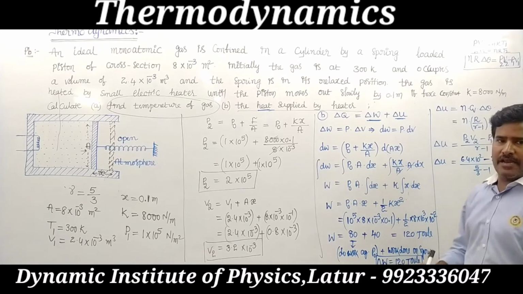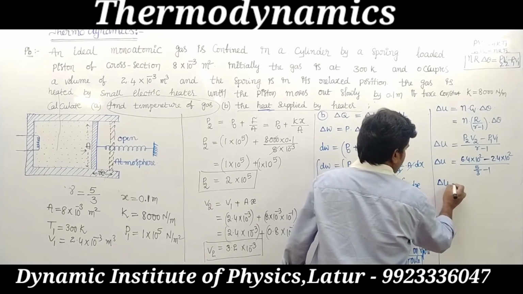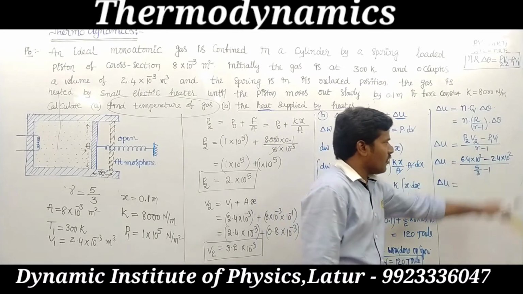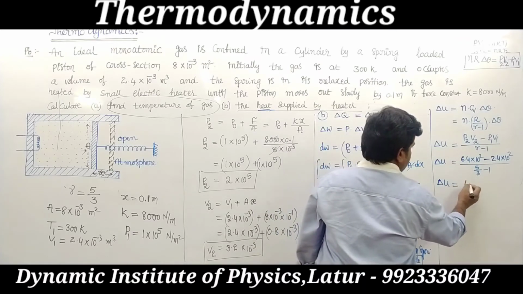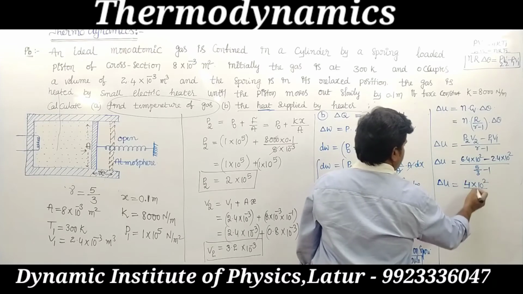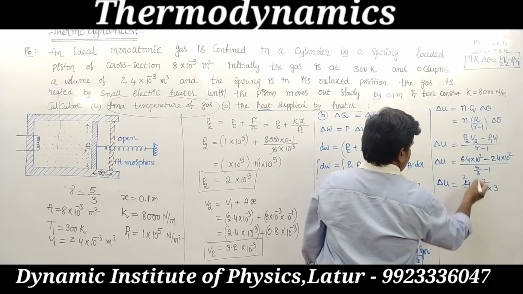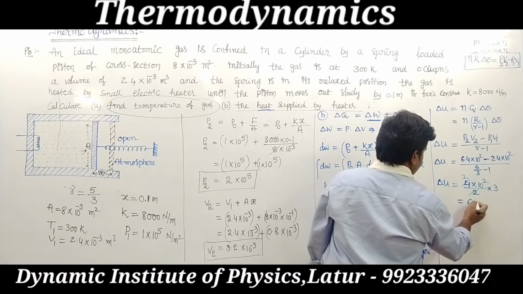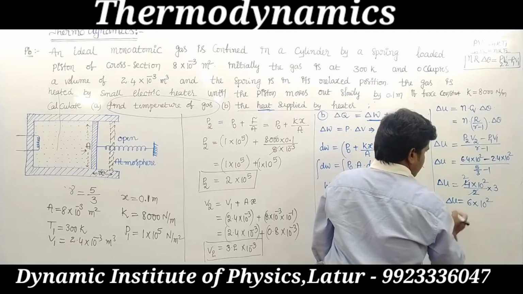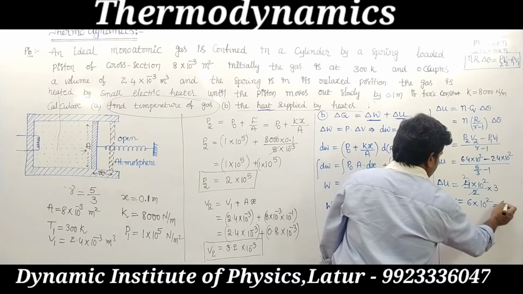5 by 3 minus 1, this is delta U. Its value becomes, simplified, 4 into 10 power 2 upon 2 upon 3. This is simplified and written as 6 into 10 power 2. This is the internal energy, which is nothing but 600 joule.